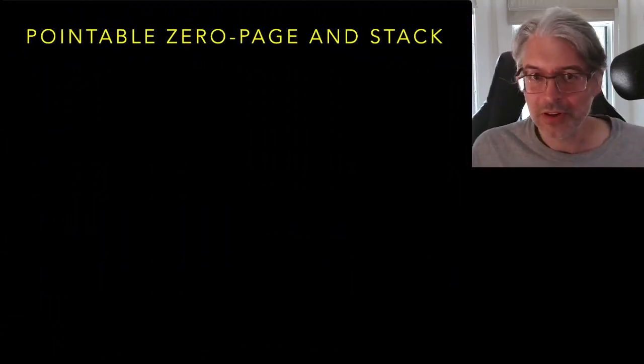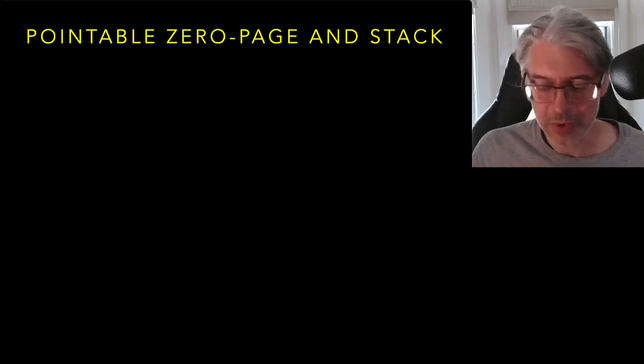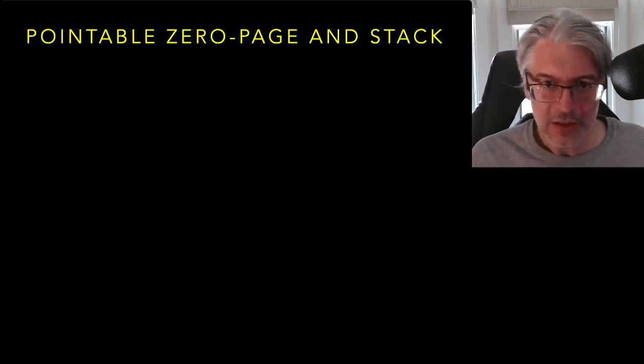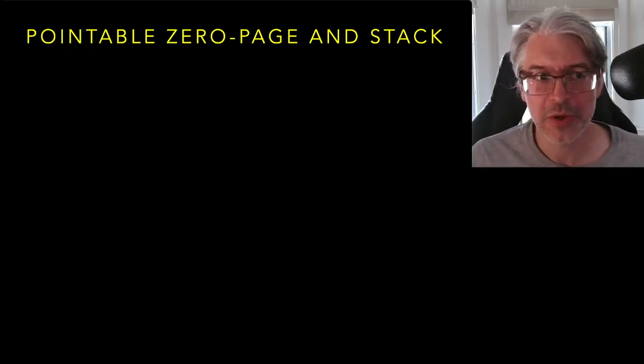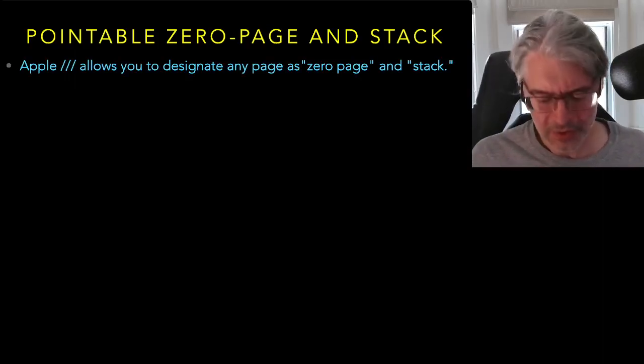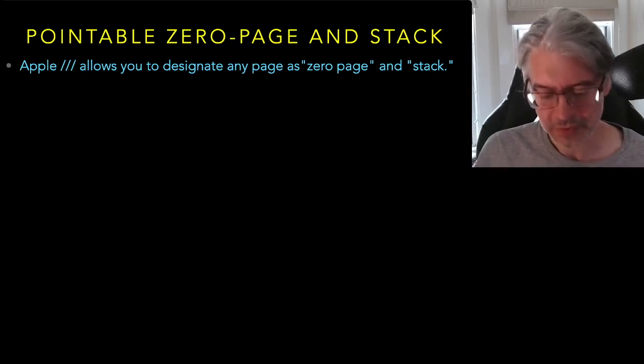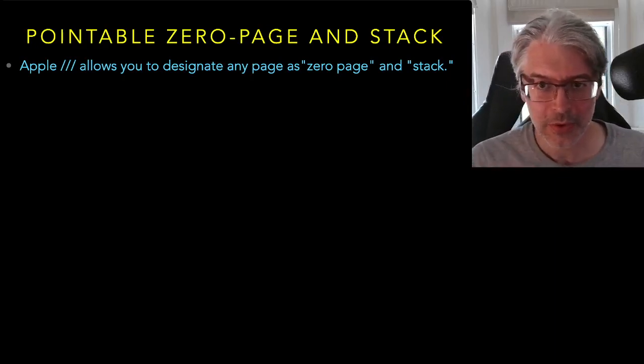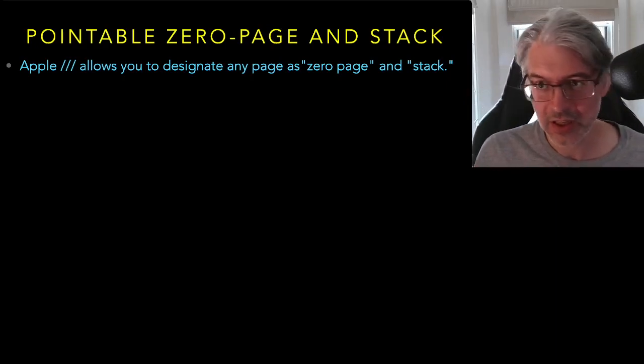Because the Apple III can have a repointable 0 page and stack. Unlike the Apple II, which has a 0 page at 0, that's a sensible place for a 0 page, and the stack at 100 immediately next to the 0 page. That's the standard 6502, the way the 6502 operates. But the Apple III allows you to designate any page as the 0 page and the stack.